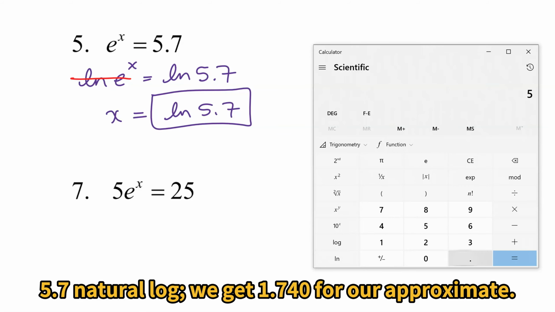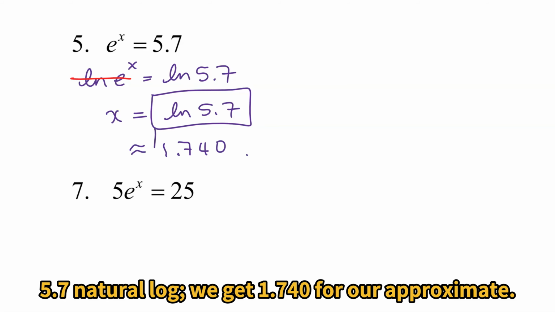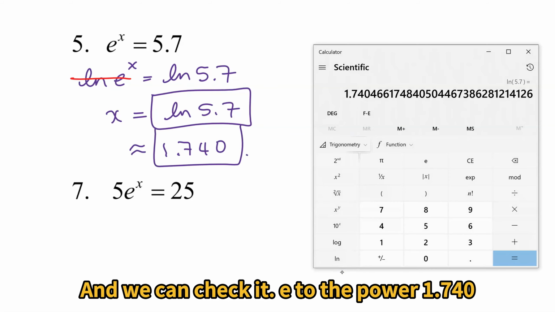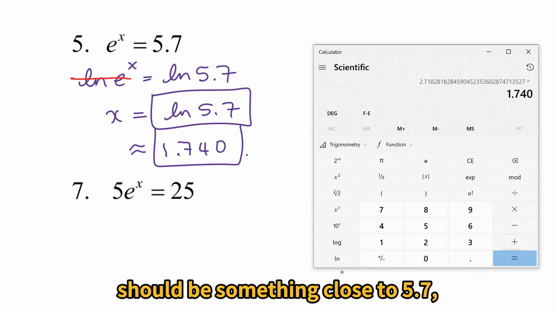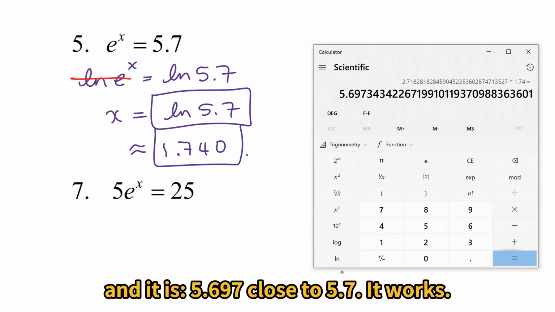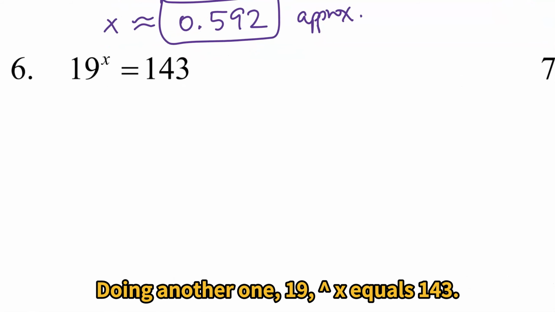Pull up our calculator. 5.7 natural log, we get 1.740 for our approximate. And we can check it. E to the power 1.740 should be something close to 5.7. And it is, 5.697. It's close to 5.7. It works. Doing another one, 19 to the power x equals 143.